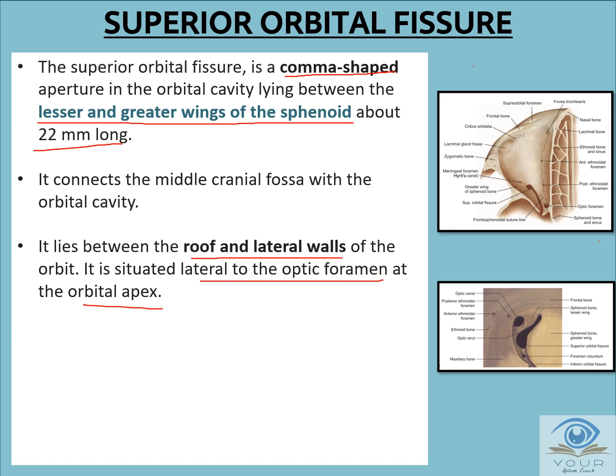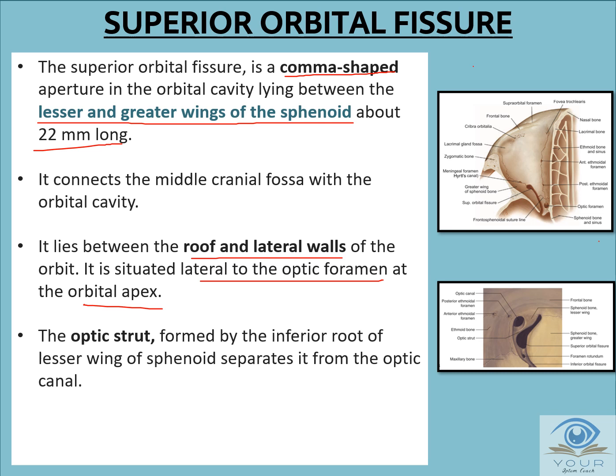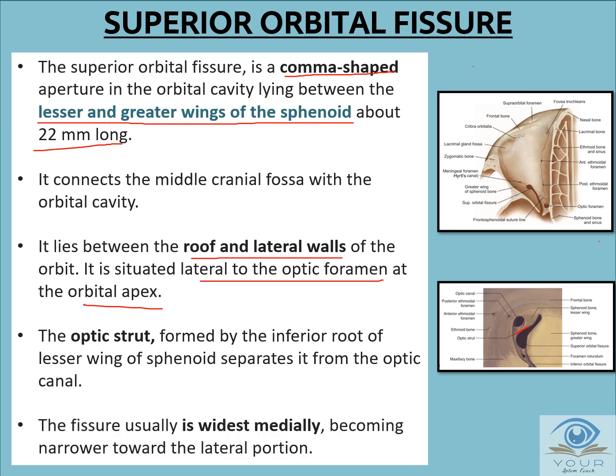The optic strut, formed by the inferior root of lesser wing of sphenoid, separates it from the optic canal. We had discussed this before also. The fissure is usually widest medially, becoming narrower towards the lateral portion. So we can see that this is wide here and it is becoming narrow on the lateral aspect.